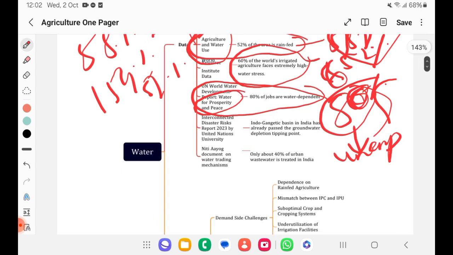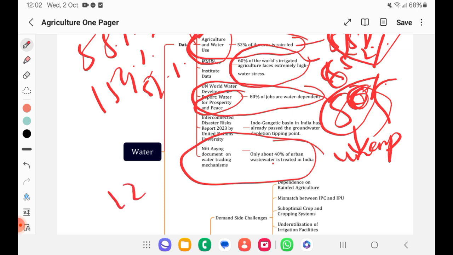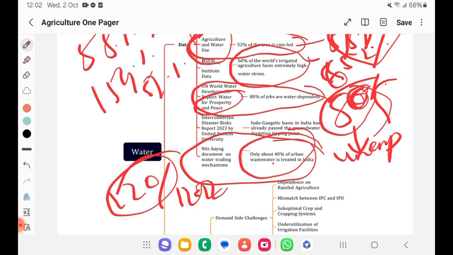Then according to NITI Aayog, we'll see the NITI Aayog document on the water trading mechanism. Only about 40% of urban wastewater is treated. Though we are ranked 120 out of 122, we are not treating. We should be treating, right? Because it's a severe condition. But only 40% of urban wastewater is treated according to the NITI Aayog document. So these are the data we are memorizing.